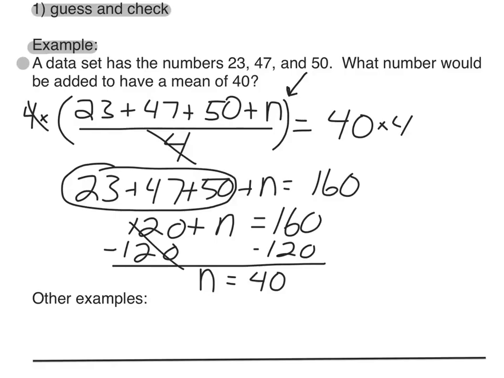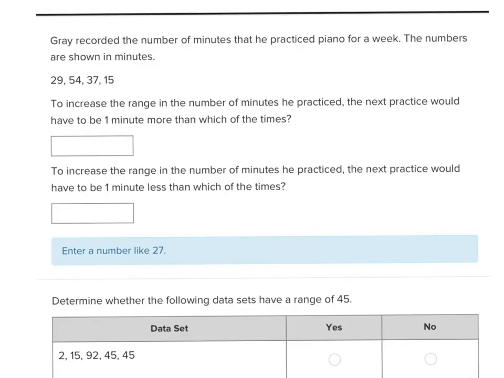All right, got some other examples similar to what you're going to do on your assignment. We'll start with the first one. Gray recorded the number of minutes that he practiced piano for a week. The numbers are these. To increase the range in the number of minutes he practiced, the next practice would have to be 1 minute more than which of the times?